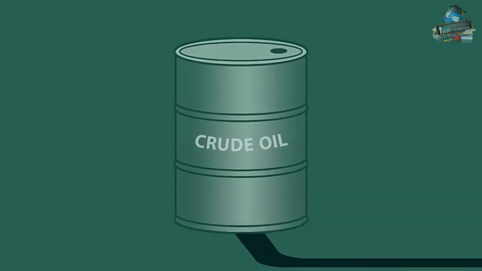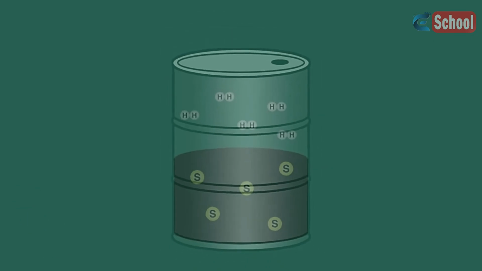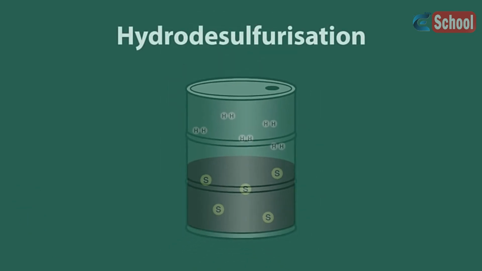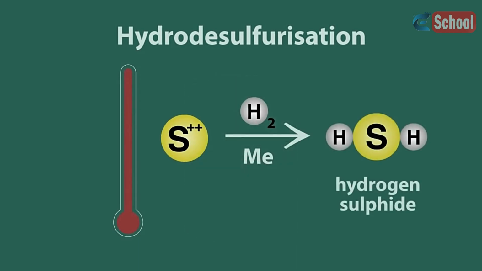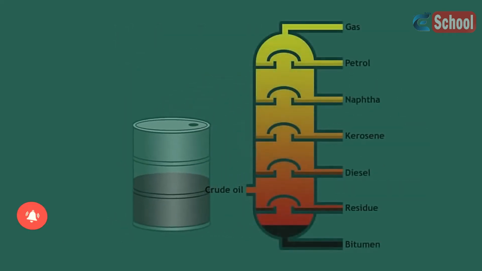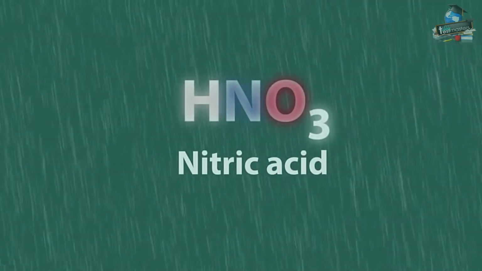In oil refineries, sulfur is removed from crude oil by reacting it with hydrogen. This reaction, known in industry as hydrodesulfurization, takes place at high temperature with a metal catalyst to produce hydrogen sulfide, that bad egg smell and a very poisonous gas. When this purified oil is refined into various fuels, it is virtually free of sulfur. What about reducing the amount of nitric acid in rain?